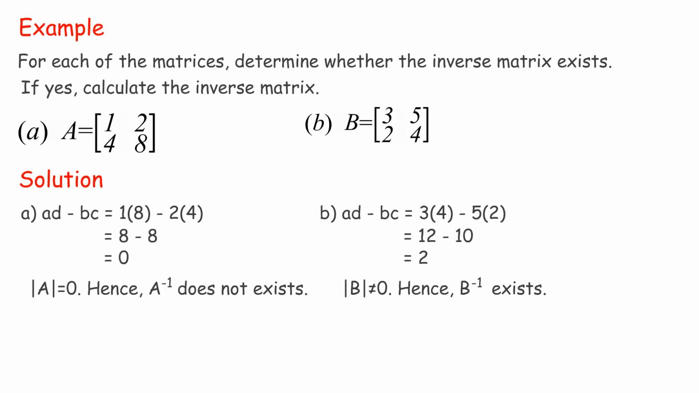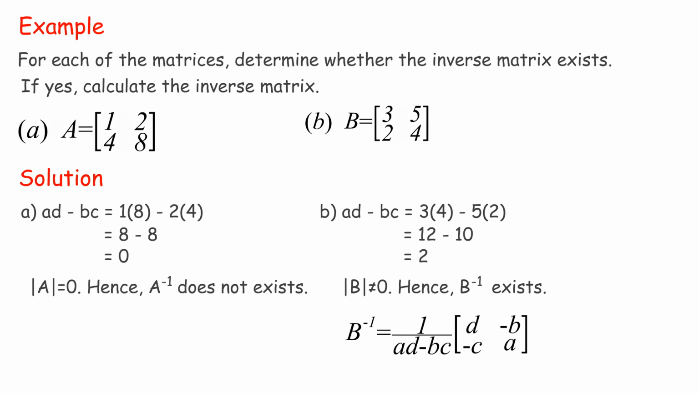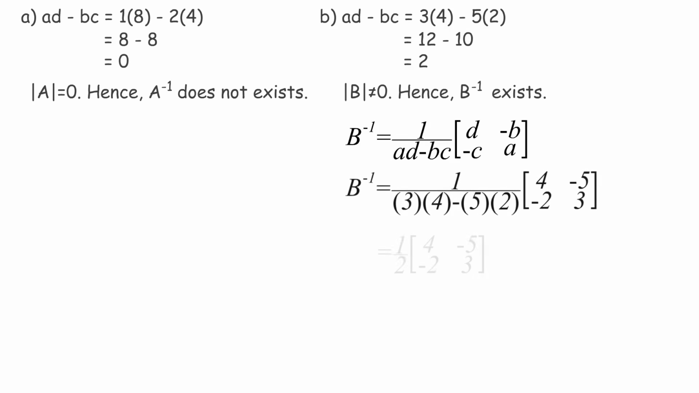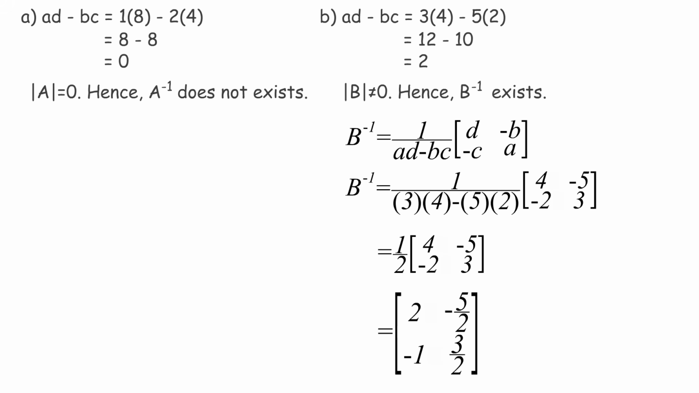Let us now calculate the inverse of B. Inverse of B equals 1 over the determinant of B, which is AD minus BC, times the matrix, switch the positions of A and D, and put negative for B and C. Equals 1 over 2, times matrix 4, negative 5, negative 2, 3, equals matrix 2, negative 5 halves, negative 1, 3 halves.